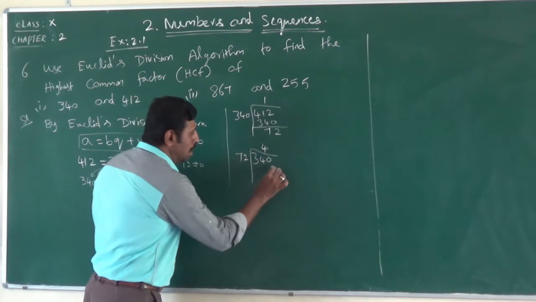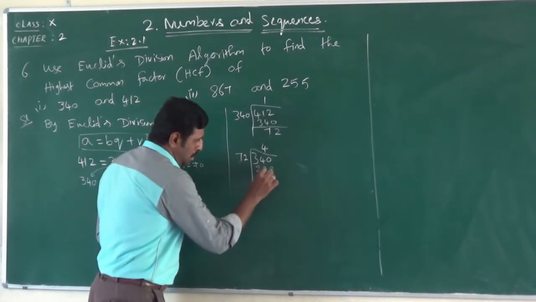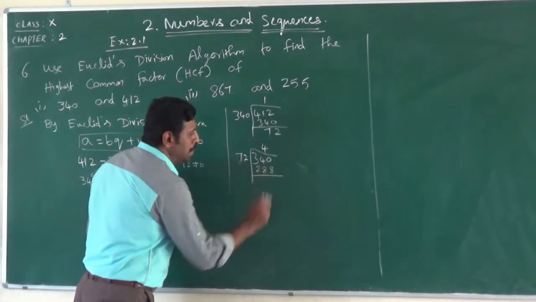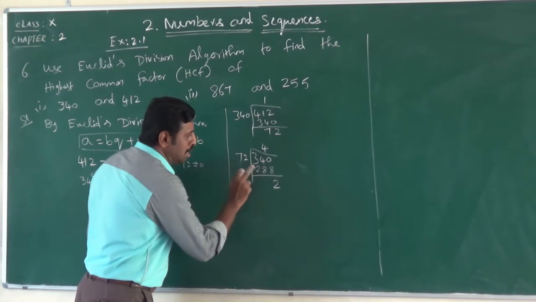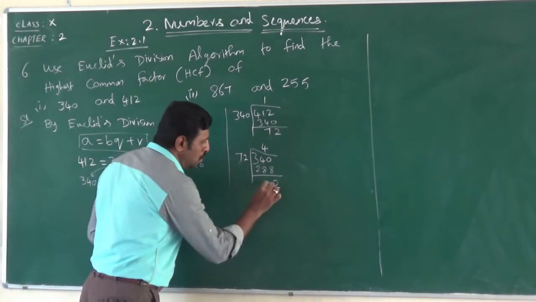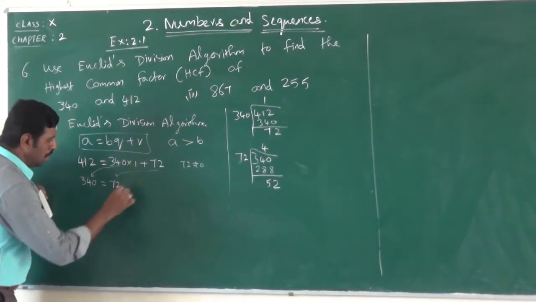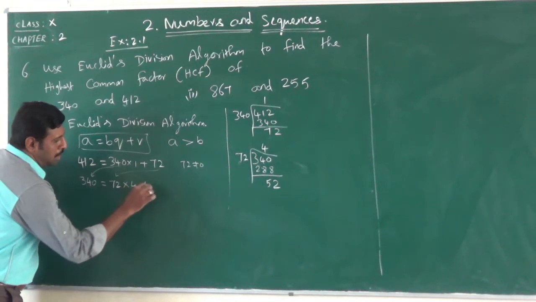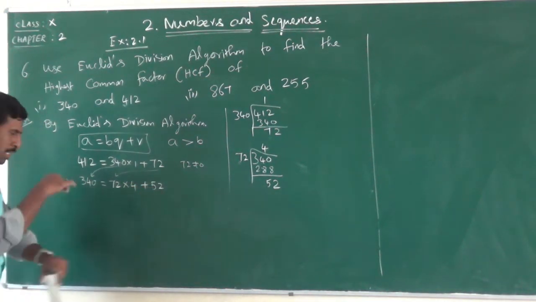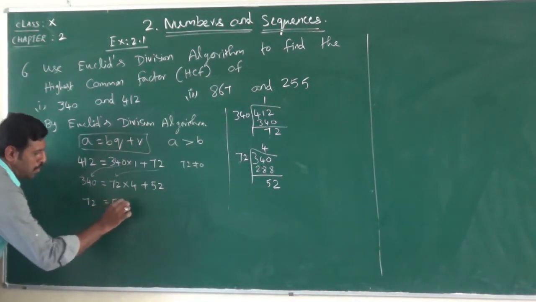Then 4 twos are 8, and 4 sevens are 28. When we subtract this, we get 10 minus 8 is 2, and then borrow 1, 13 minus 8 is 5. So we get 52. Still the remainder is not equal to 0. So 340 is equal to 72 into 4 plus 52.